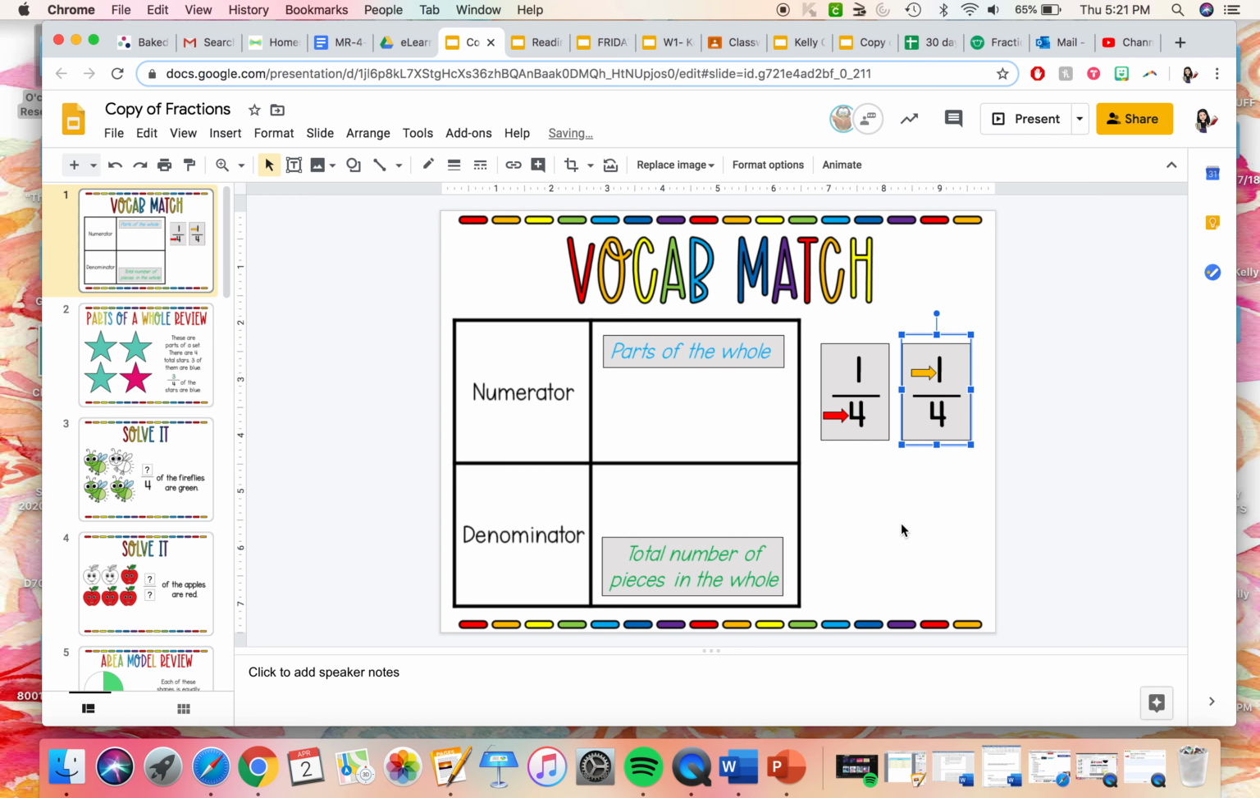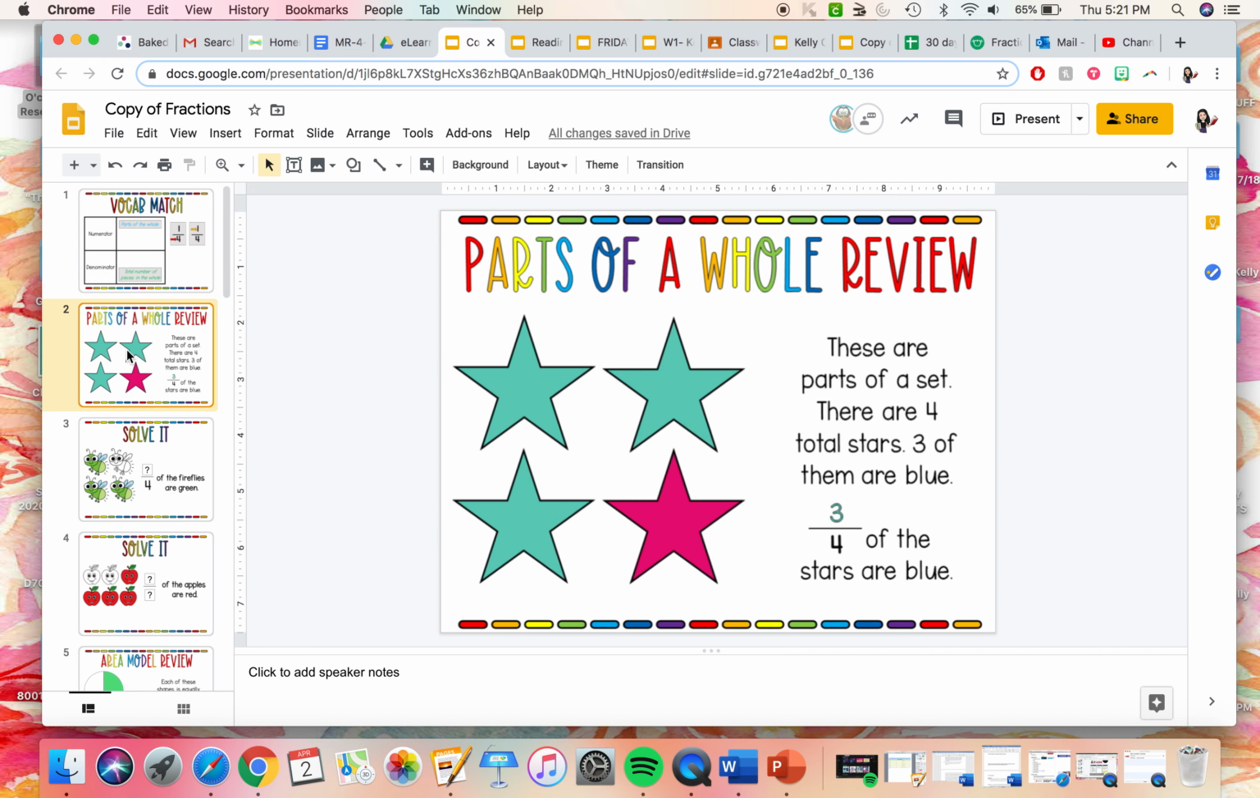Our next part here, we're talking about parts of a whole, so this is exactly what a fraction is, right? We're representing part of something. Part of a whole. So we see these 4 stars. We see that this is parts of a set. There are 4 total stars, 3 of them are blue or this teal color. If we were to represent this in fractions, we could say 3/4 of the stars are blue. We also could write a different fraction for this, and we could say 1/4 of the stars are pink. Any way that we're representing part of the whole object there.